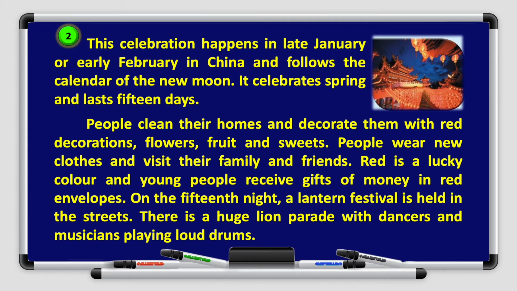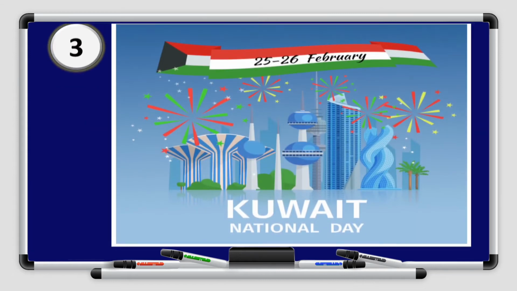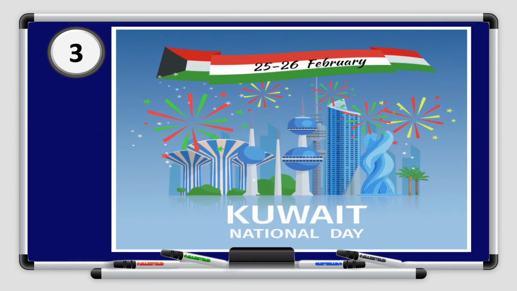On the 15th night, a lantern festival is held in the streets. There is a huge lion parade with dancers and musicians playing loud drums. Now for the third celebration.